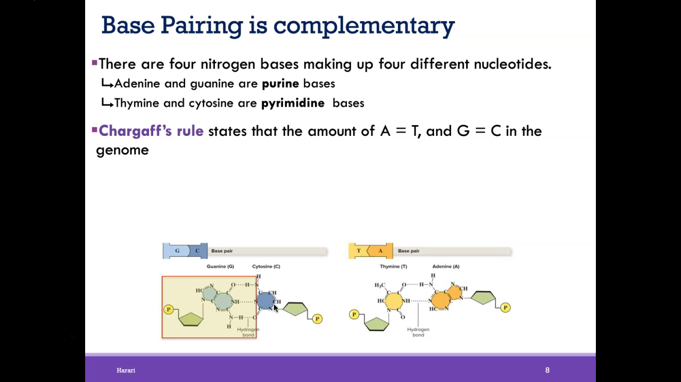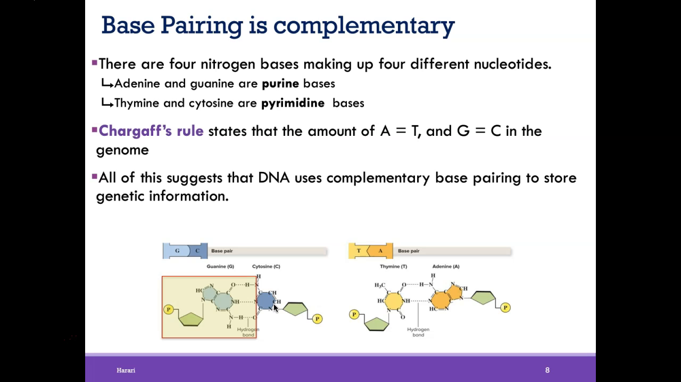Chargaff's rule. Chargaff was a scientist that discovered or helped discover base pairing. And he basically states that the amount of adenine will equal the amount of thymine, and the amount of guanine will equal the amount of cytosine because of these base pairing rules, right? So all of this information suggests that DNA uses complementary base pairing to store genetic information. And this gives us a great number of possible nucleotide sequences, right? With just 4 different letters. Since we have so many different instructions, we have lots of possibilities of different nucleotide sequences.